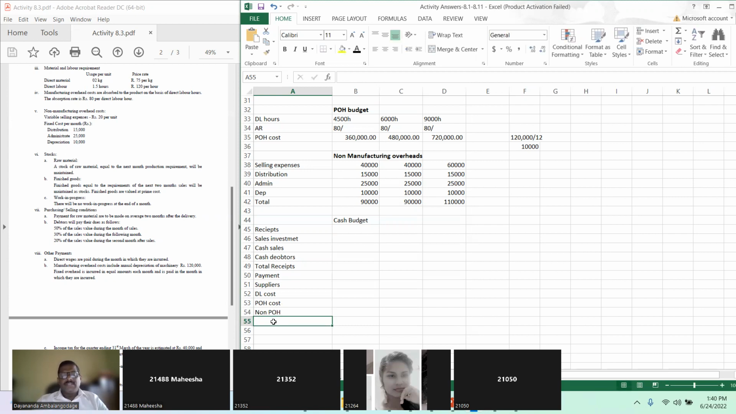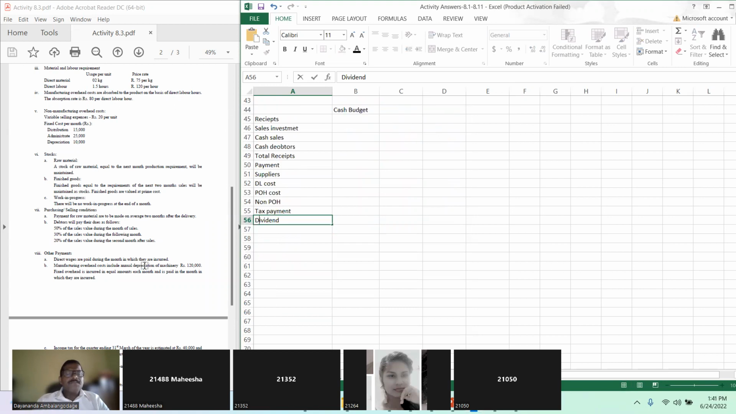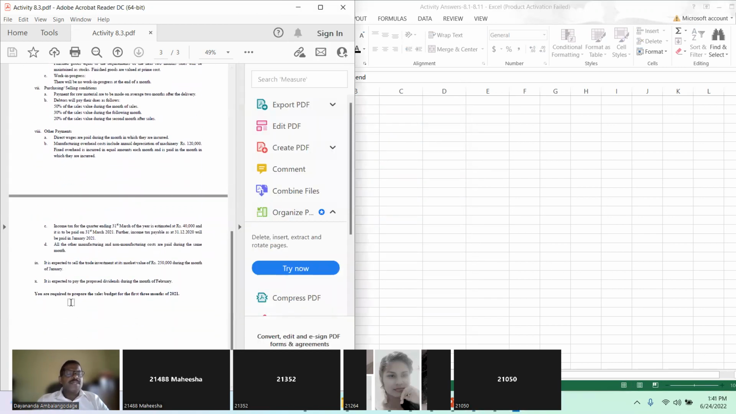Then you have, I think I can remember, tax payment. There was a tax payment. And also there was a dividend payment. Can you remember we had a dividend payment? What else? So shall we start identifying those expenses?